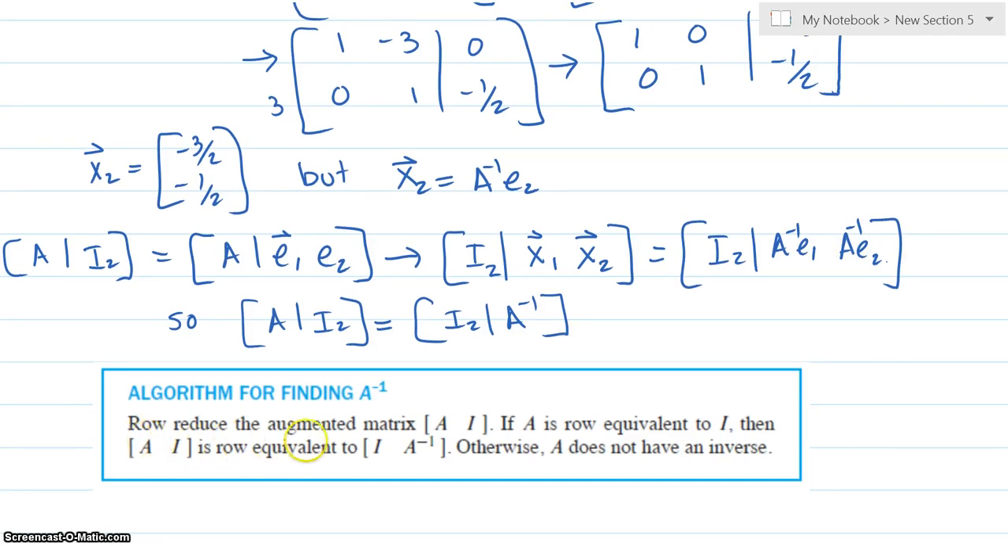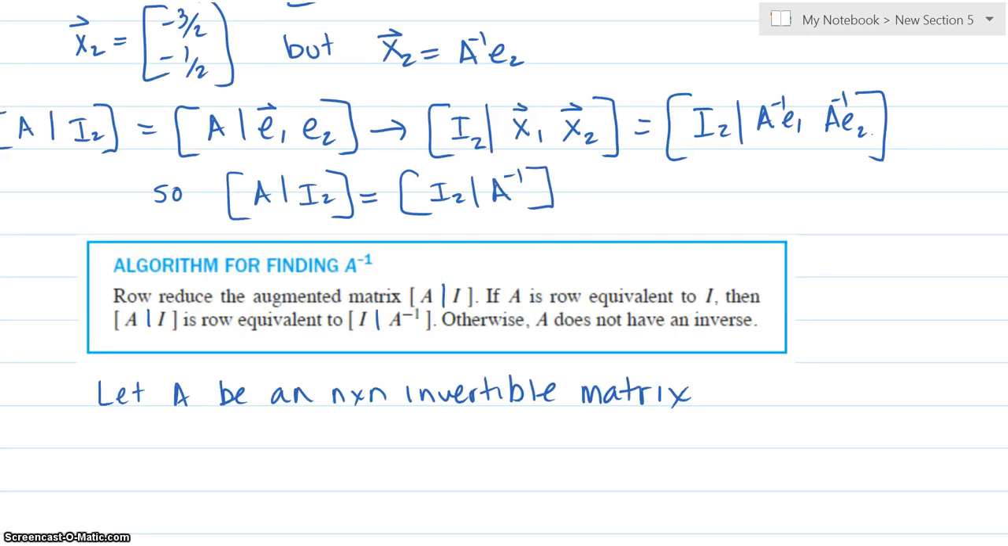So if you row reduce for any algorithm and you start with A, I usually put a slash here, but you don't need to. And A is row equivalent to I, then A|I is row equivalent to I|A inverse. So this allows you to do this now for any size.